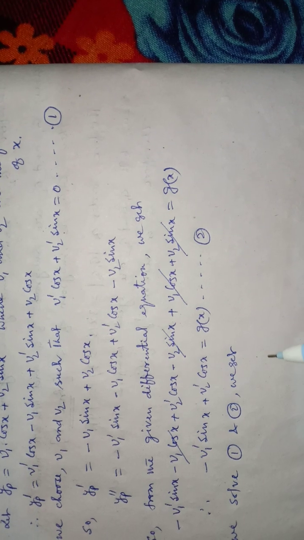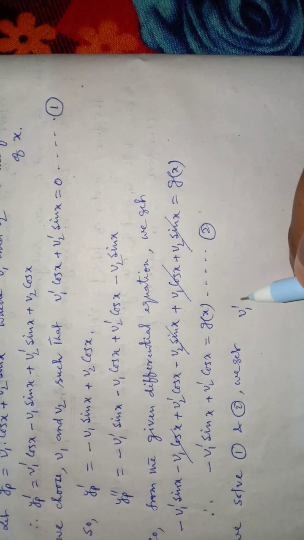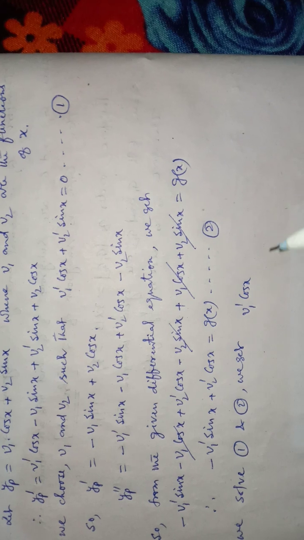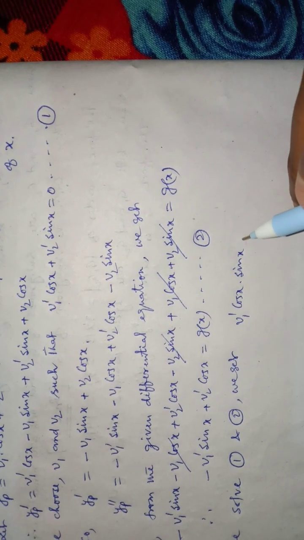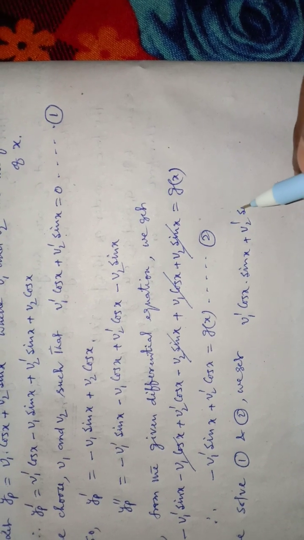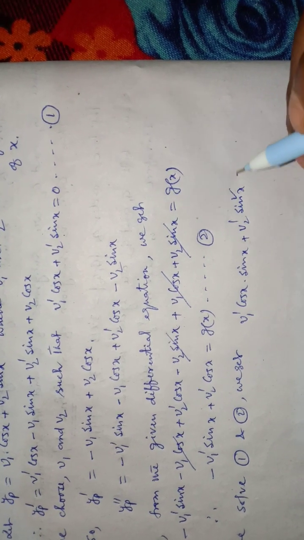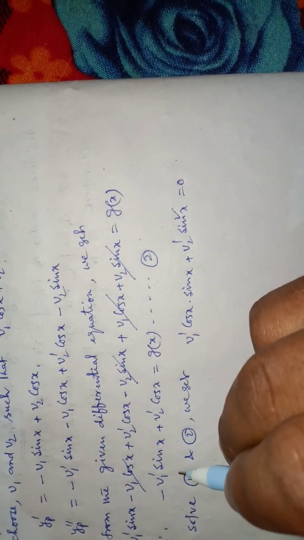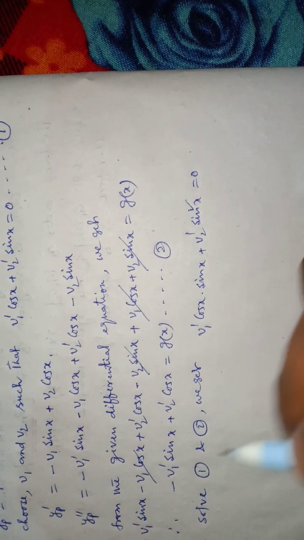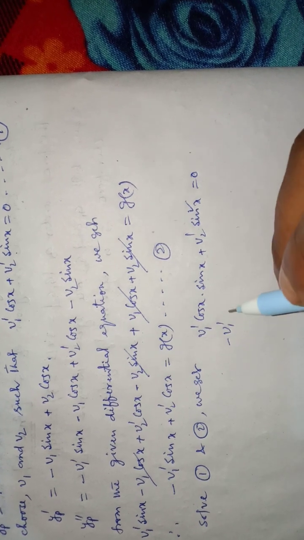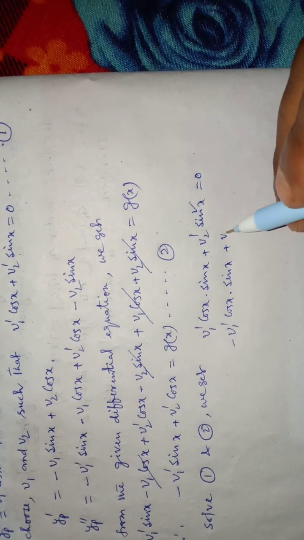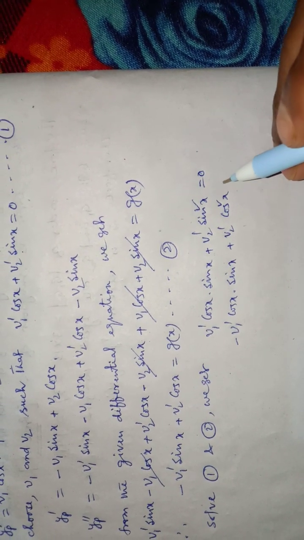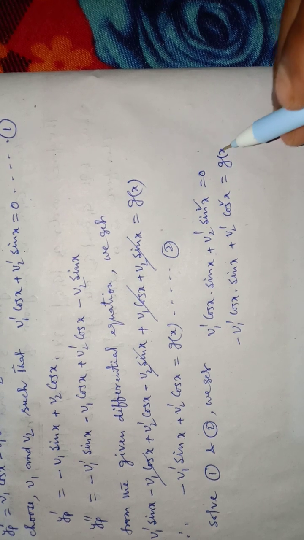v1 dash cos x into sin x. We multiply equation number 1 by sin x, plus v2 dash sin x into sin x, sin square x is equal to 0, and we multiply equation number 2 by cos x. So minus v1 dash cos x into sin x plus v2 dash cos square x is equal to g of x into cos x.